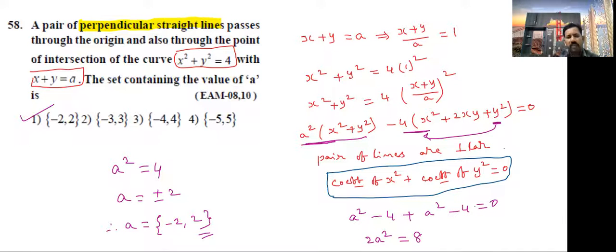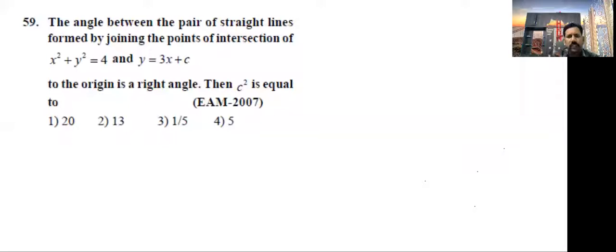This is a very easy question, but remember it: when a pair of perpendicular straight lines is given, what is the condition? Coefficient of x square plus coefficient of y square is equal to 0. Now 59th question. The angle between the pair of straight lines formed by joining the points of intersection of x square plus y square is equal to 4 and y is equal to 3x plus c to the origin is a right angle.